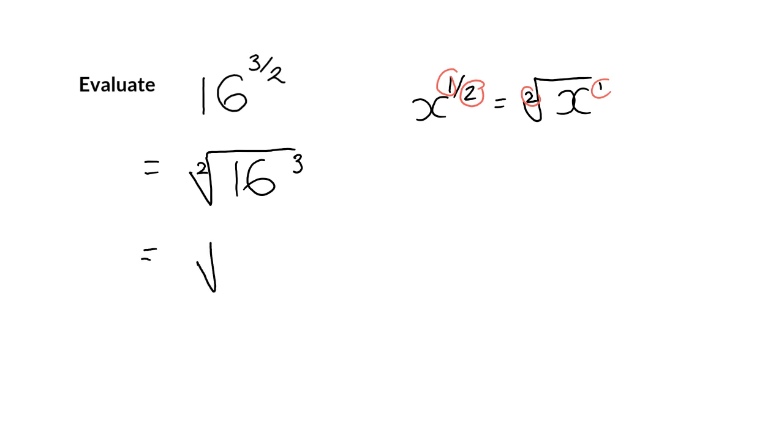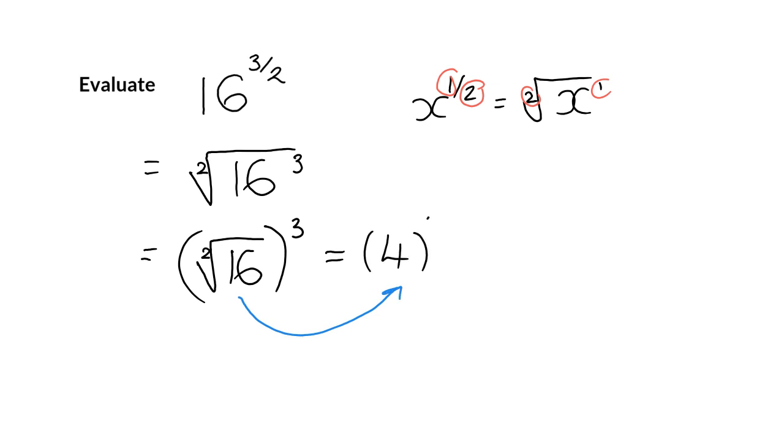We want to take the square root first. So the square root of 16 first, and then cube the answer. So square root of 16 is going to give us 4. We know that from our square numbers. So that's 4 to the power of 3, or 4 times 4 times 4. So we have 16 times 4, which is 64. And we've evaluated the fractional index.